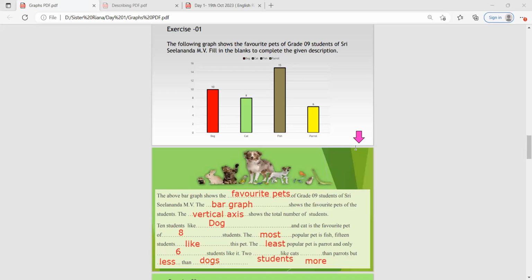So you have to go through the 2 examples, what we have done, and according to that, you have to get the clear picture, right? Thank you.